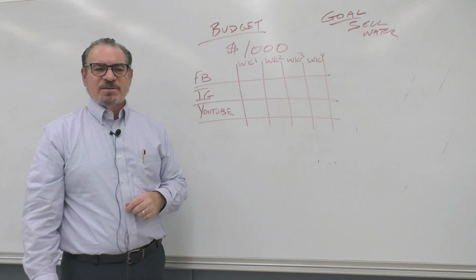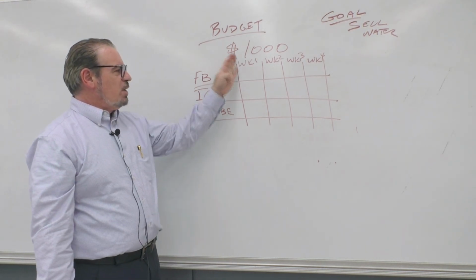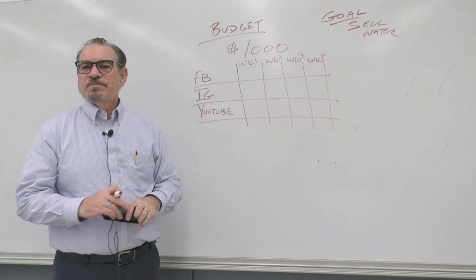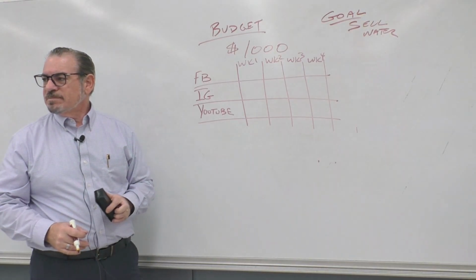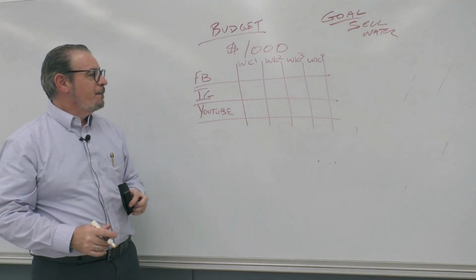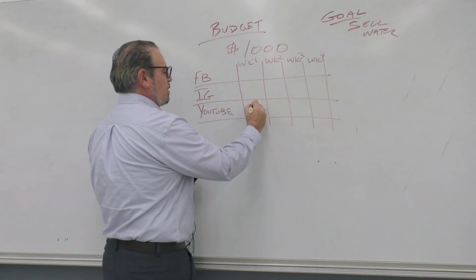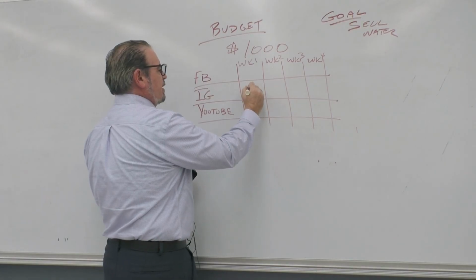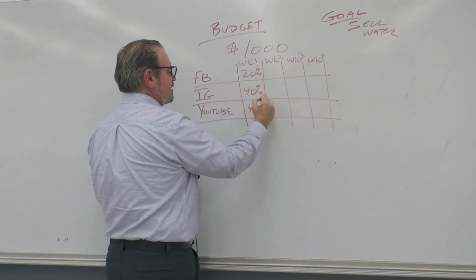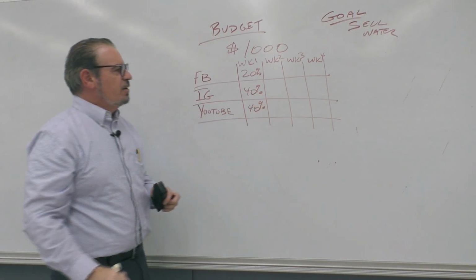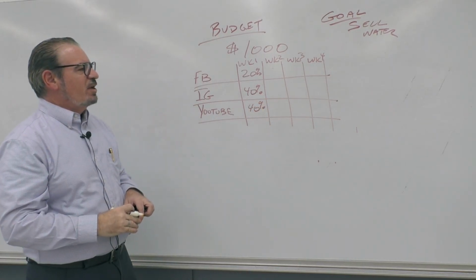Give me some ideas. What would you do in week 1? I'll put 40% on YouTube, 40 on IG, and 20 here. 40 here, 40 here, and 20 here. Okay, I like your percentage. Let's stick with percentages. I like that. Okay. You know what? Let me think about this for a second.